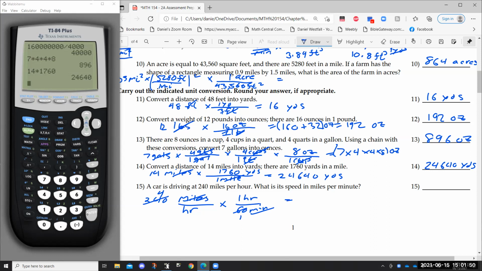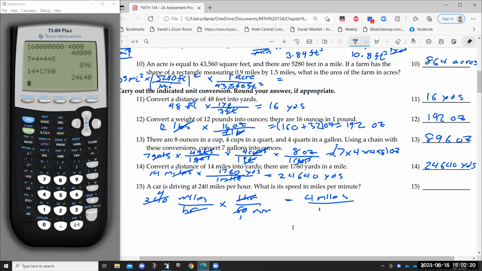So this is going to be, oops, I canceled the wrong thing. Be careful. Miles do not cancel with minutes. They're not the same thing. Miles, minutes. The hours cancel here. The 60 does cancel with the 240, though. That leaves me with 4 miles per minute.